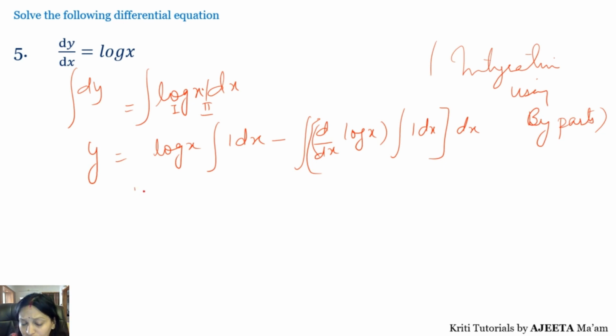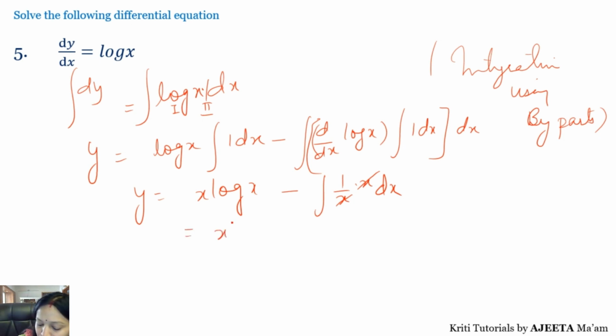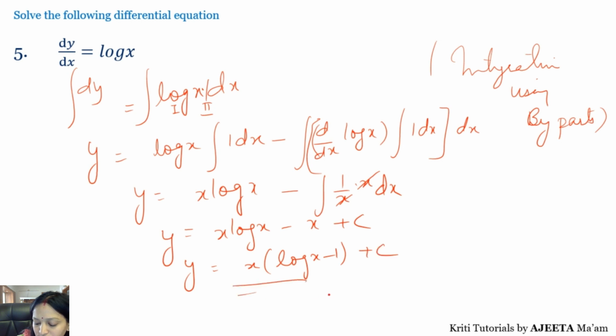Please do mention it. Okay, so y is x log x, 1 का integration is x. Now 1 upon x into x. This is important part. आपको दोनों का प्रोडक्ट उसका फिर से इंटीग्रेशन करना है. And x log x minus x plus c. So what's your y? x log x minus x plus c. So this is what we get, the final answer is.